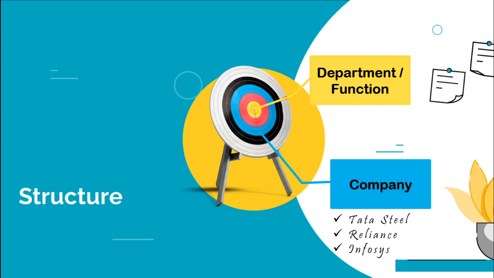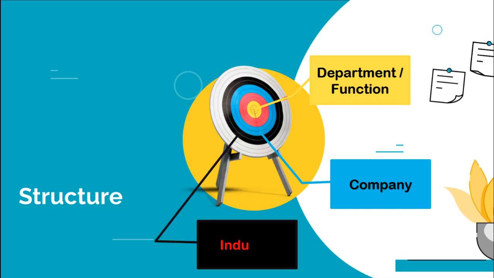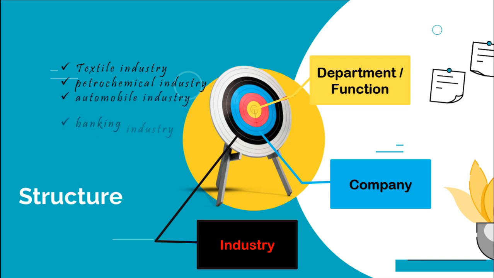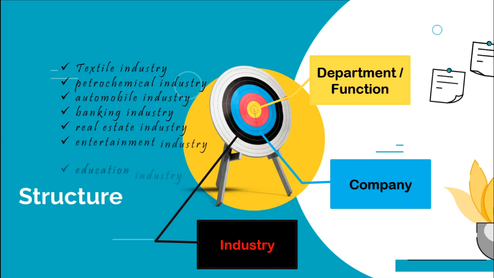Several companies together form an industry. An industry is a classification that refers to a group of companies that are related in terms of their primary business activities. Means, combining an ice cream making company and a shoe making company does not form an industry. They have to be of the same nature. For example, textile industry, petrochemical industry, automobile industry, banking industry, real estate industry, entertainment industry, education industry, and so forth. Means, companies in the banking industry will include all the banks, just as the real estate industry will include all the house and building making companies.